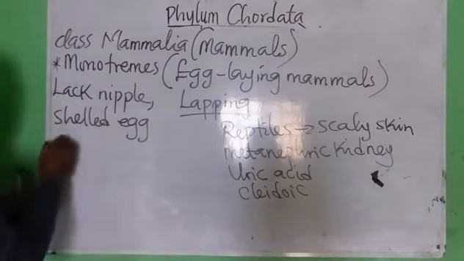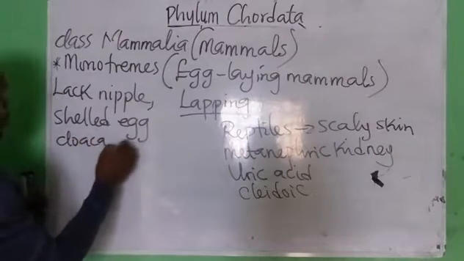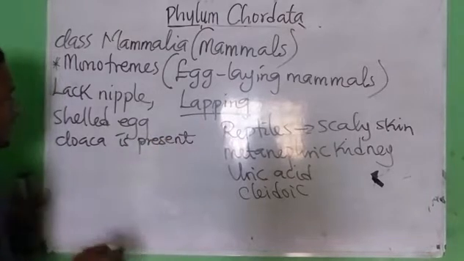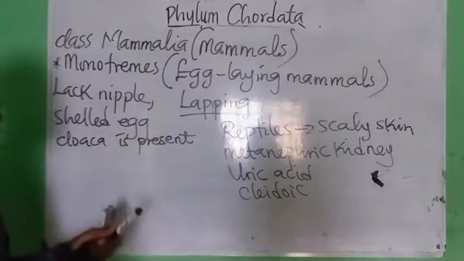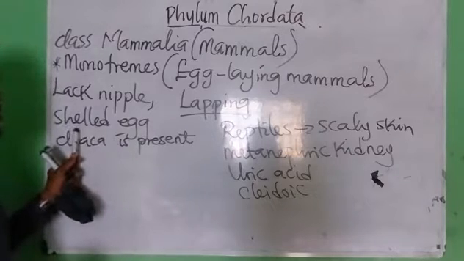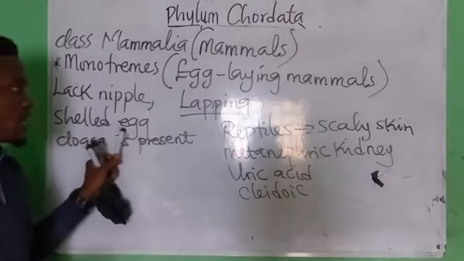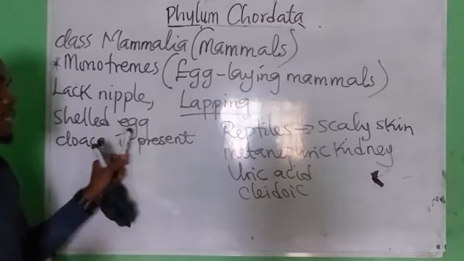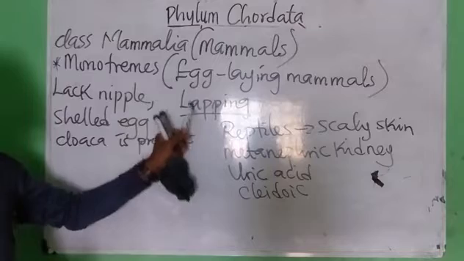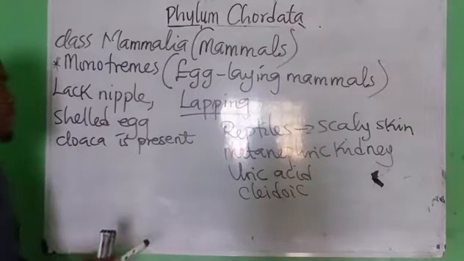Okay, cloaca is present. Cloaca is just like the anus in mammals, okay? So please note, they lack nipples, they produce shelled eggs, which means that feeding is based on lapping from the young ones, and they are called egg-laying mammals.